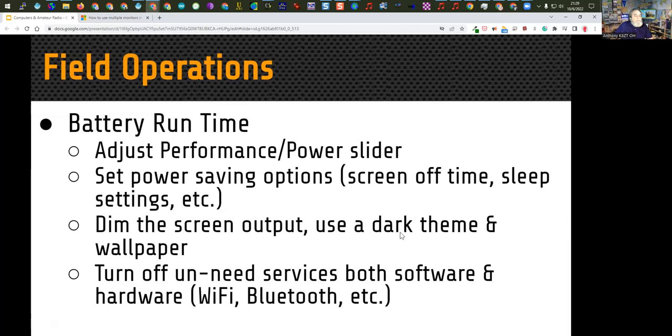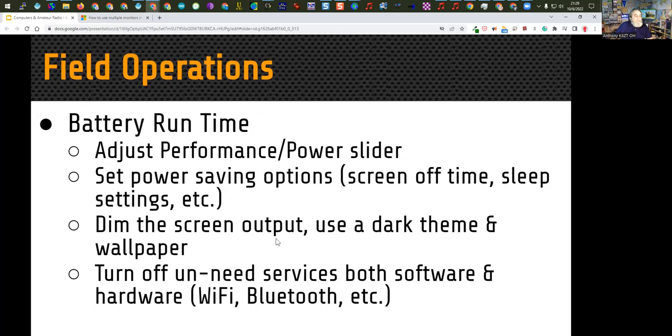Battery runtime, in other words, how long the computer is going to run before the battery runs out, you can adjust the performance to power slider in the operating system. This allows you to adjust the computer to save power without performing at quite the same speed, and the speed is usually not an issue for all the programs you're going to be running for amateur radio operations. Set the power saving options, the screen off time, the sleep settings, etc., to save power.